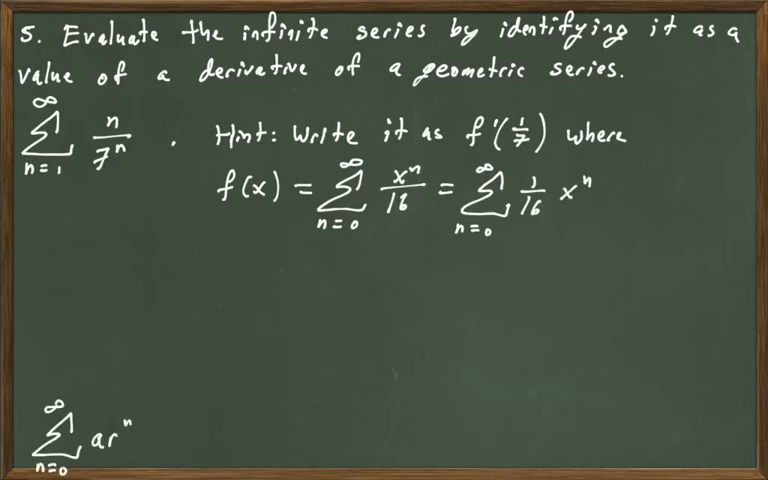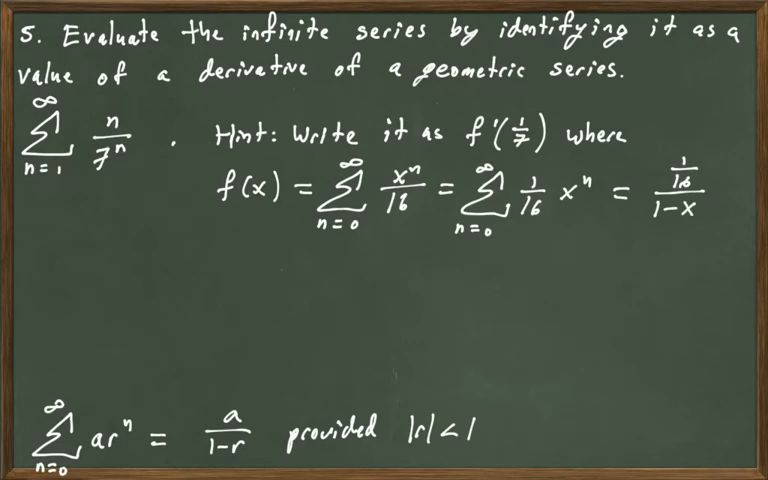The sum n equals 0 to infinity of a r to the n power, just the r to the n power, is going to converge to a over 1 minus r, provided that the common ratio in absolute value is less than 1. So that series, n equals 0 to infinity of 1 over 16 x to the n, is going to converge to 1 over 16 times 1 over 1 minus x. Okay, so simplify that.